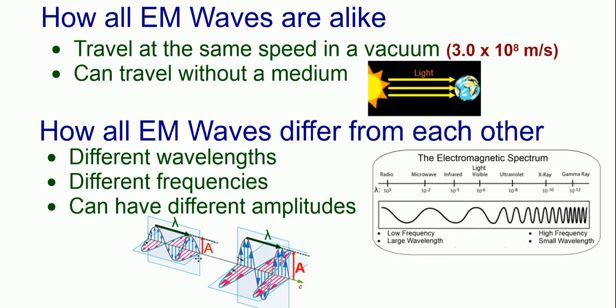Here we have a low amplitude EM wave, not very high, right? And we have next door to it a high amplitude EM wave. So they can differ there too. Alright, so these are the commonalities. The things that are the same between all EM waves, and these are the things that differ.